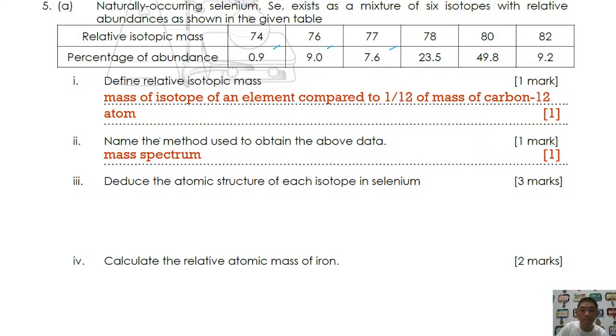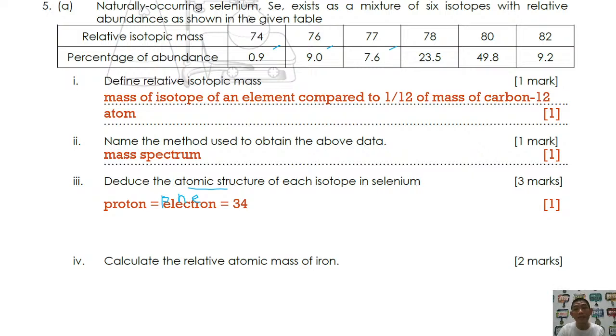Number 3, deduce the atomic structure of each isotope in selenium. Whenever the question says atomic structure, you must understand it is in terms of proton, neutron, and also electron. Since they are isotopes, proton and electron are supposed to be the same. So proton is equal to electron. You can find this from the periodic table. Selenium has 34.